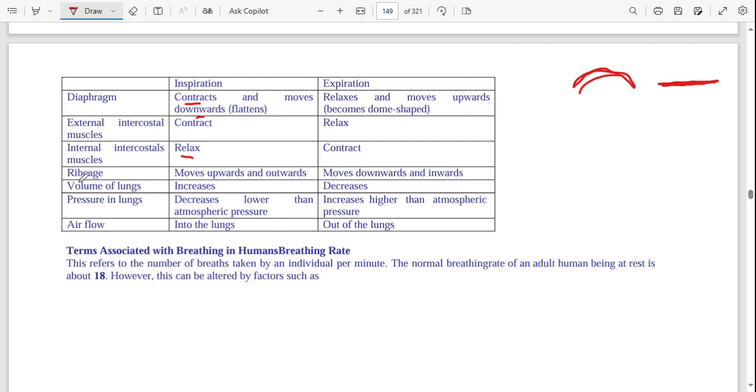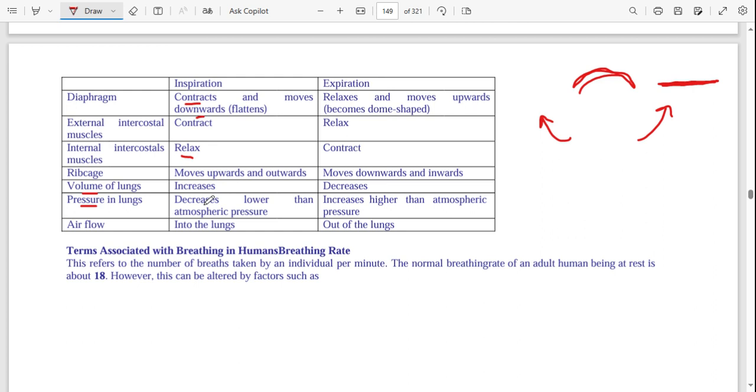How about the rib cage? Look at what happens to the ribs. If you breathe in, the ribs are moving out and up. You can even look at yourself. When you breathe in, the ribs move up and out, so they become bigger like that. The chest becomes big. What happens to the volume of the lungs? Because you are breathing in, the lungs will have a lot of air, so there is an increase in volume. How about the pressure in the lungs?